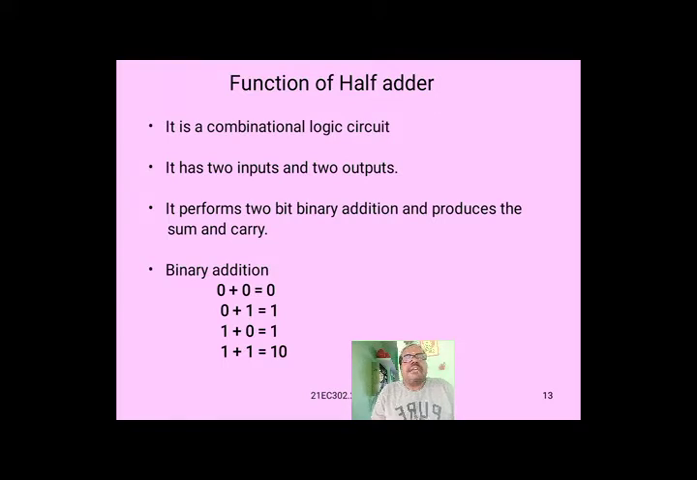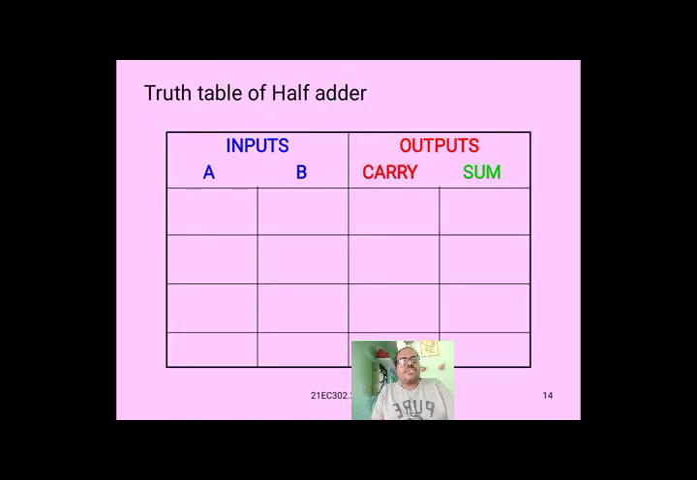Once again, half adder is a combinational logic circuit. It has two inputs and two outputs. It performs 2-bit addition and produces the output sum and carry. The rules of binary addition are 0 plus 0 is 0, 0 plus 1 is 1, 1 plus 0 is 1, 1 plus 1 is 10. Next, here I am giving the truth table of the half adder.